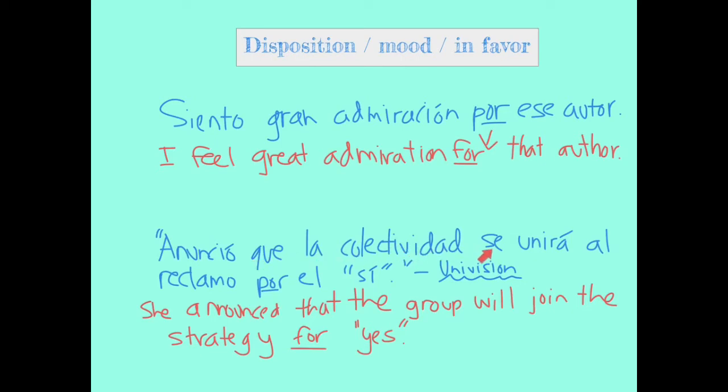Anunció que la colectividad se unirá al reclamo por el sí. And I took this from a Univision article. So she announced that the group will join the strategy for yes. So this was from a quote talking about Puerto Rican statehood. And in this article, this person was saying that they were going to join the side that was saying, yes, Puerto Rico should become a state. So they're supporting this side of the cause. That's their disposition in the situation, and they're in favor of yes, so that's why it's por here. So think about this sort of use of por is more like what you support.